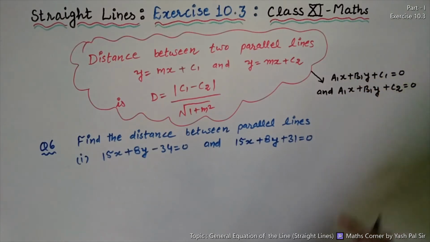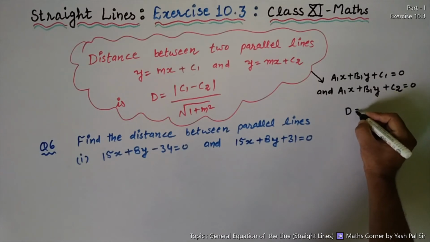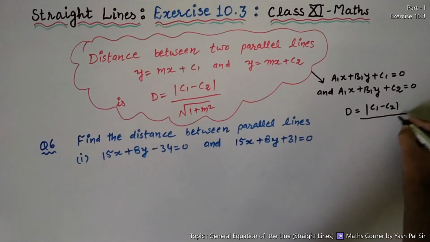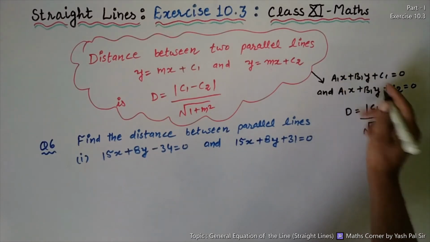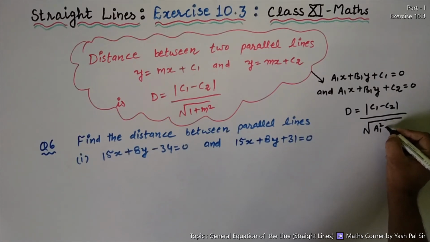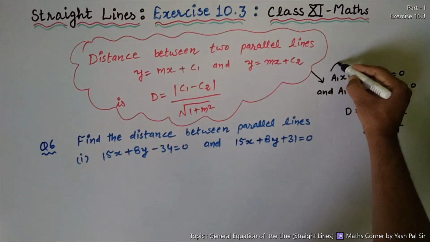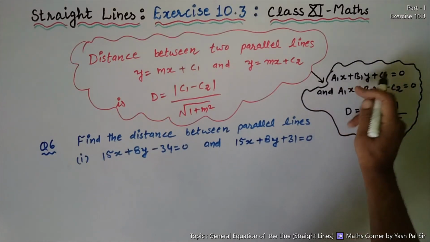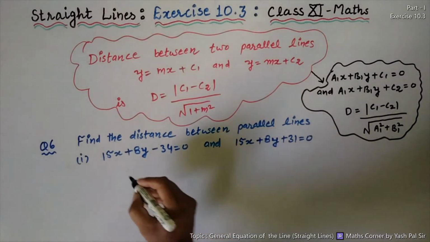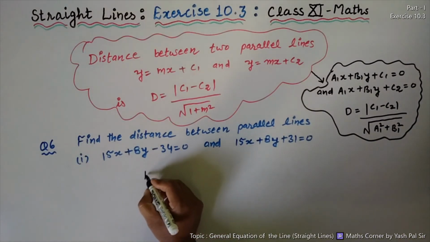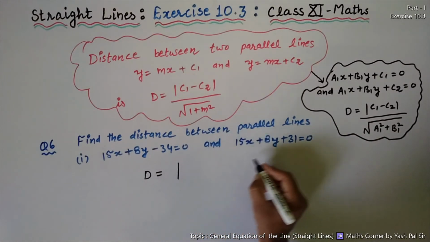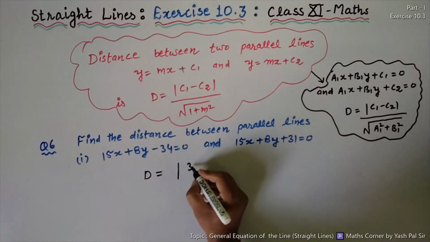Because the two lines are parallel, the coefficient of x should be the same, and the coefficient of y should also be the same. Then d is written like this: modulus of c1 minus c2, whole divide by square root of coefficient of x, which is a1, its whole square, plus coefficient of y, which is b1, its whole square. So this is also a rule to find the distance between two parallel lines written in this form. So in this question a1 is 15.